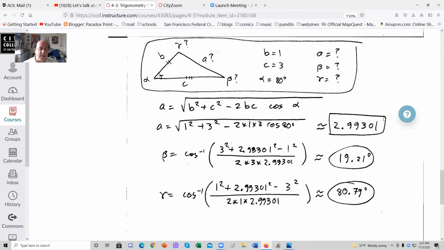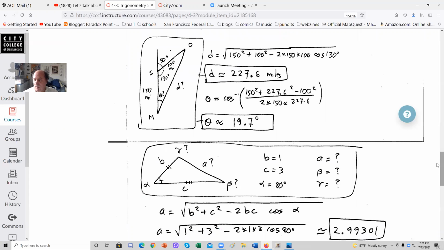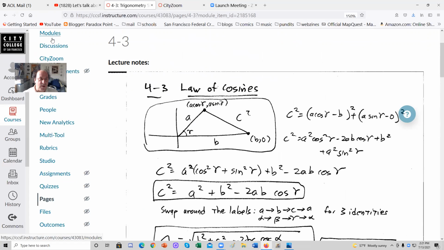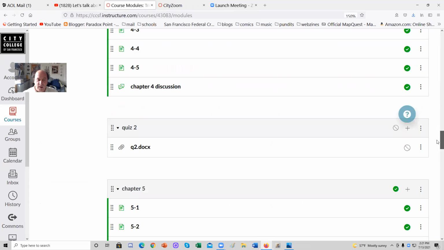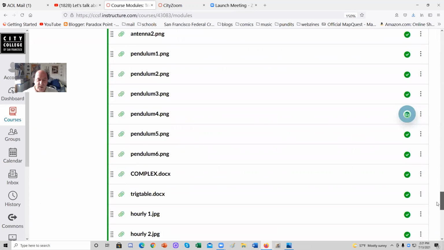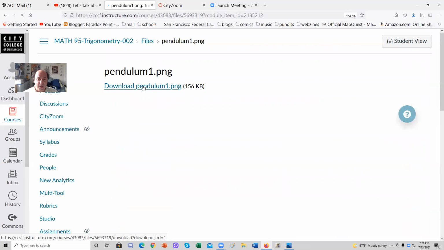Okay, in the modules, you'll see, let's look at this. There we go. I have extra credit sets. I mentioned it the other day, of what I call the pendulum, or it's the side-side-angle, or the ambiguous case.